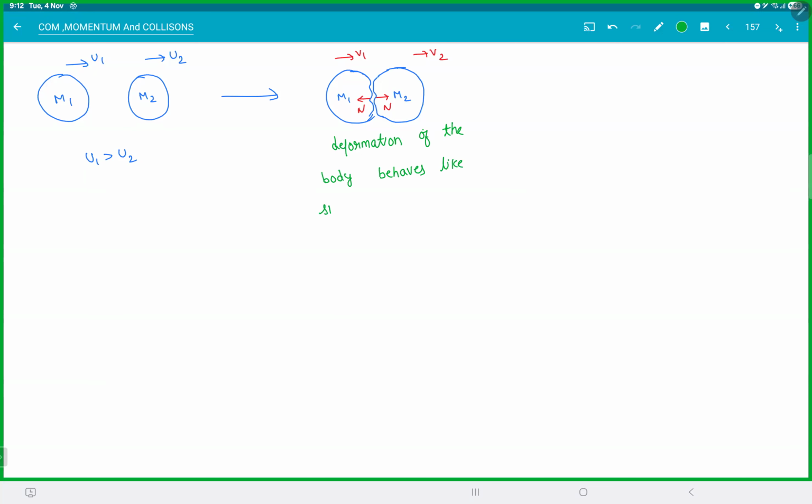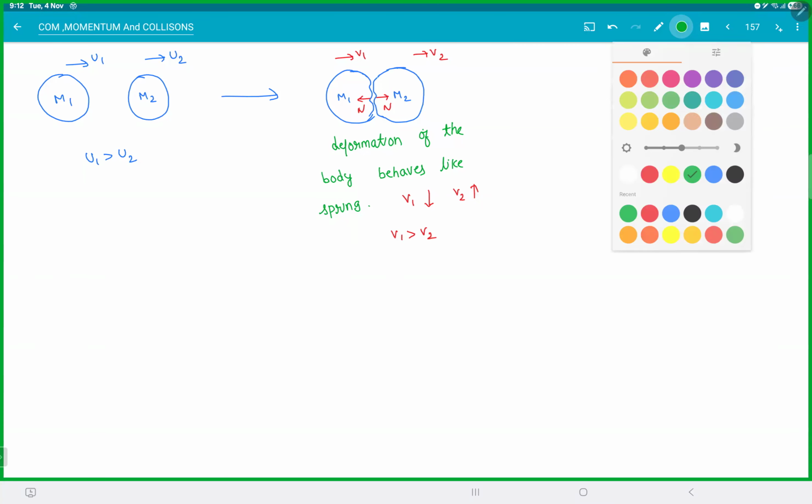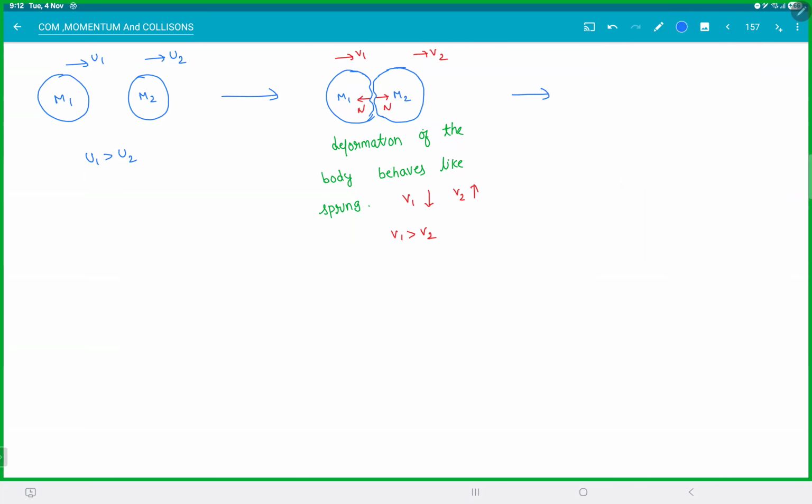That's what happens when your car goes and hits something: you get a dent. Because of this, the speed V1 will start decreasing and speed V2 will start increasing. But remember, still V1 is greater than V2. Speed can't change suddenly. So the deformation won't stop. The body will continue to deform. The deformation will increase. They will start getting stuck more and more.